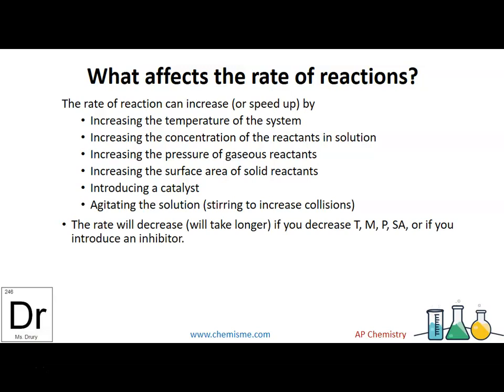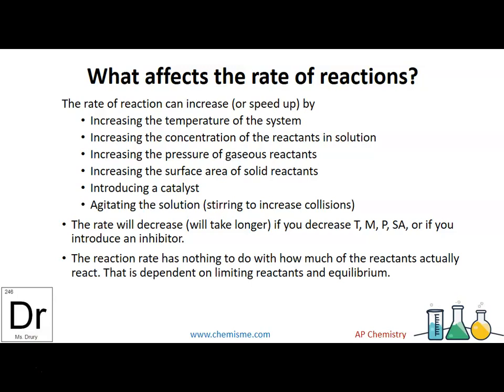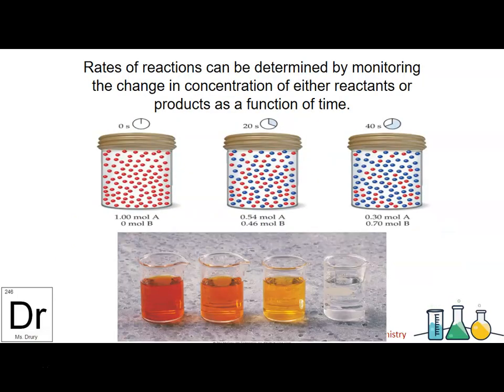The rate will decrease if you decrease any of these factors, such as temperature, molarity, pressure, or surface area, or if you introduce an inhibitor, something opposite to a catalyst that will slow it down. The reaction rate has nothing to do with how much of the reactants actually react. That depends on the limiting reactants and the equilibrium. So we're not looking at the exact equation and the moles in that equation.